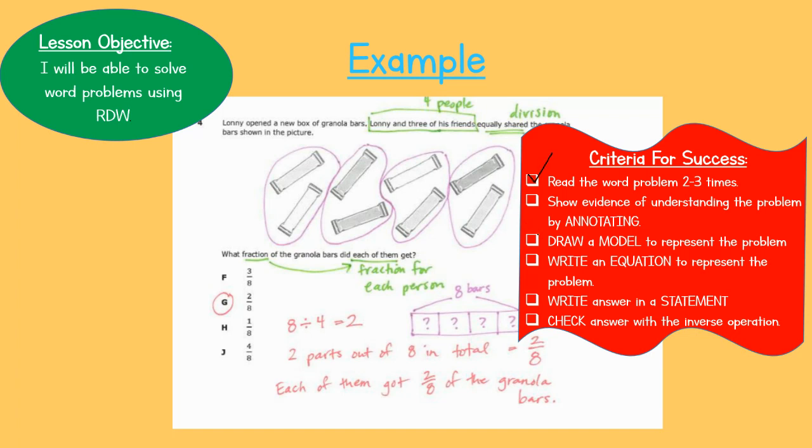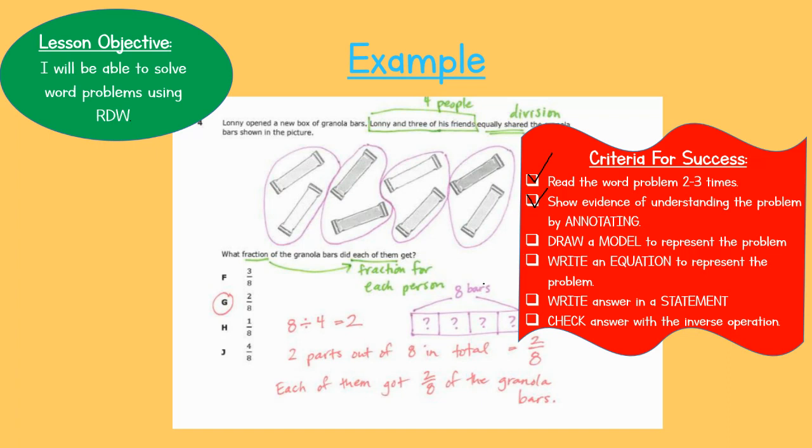Show evidence of understanding the problem by annotating. Here they circled Lonnie and 3 of his friends to show 4 people. They underlined equally shared to show that they're using division. They underlined the word fraction, and then they drew an arrow to the words each of them to show that the fraction is for each person.